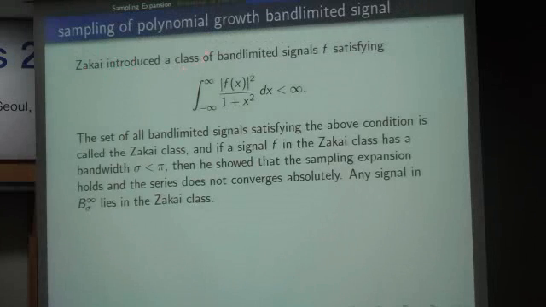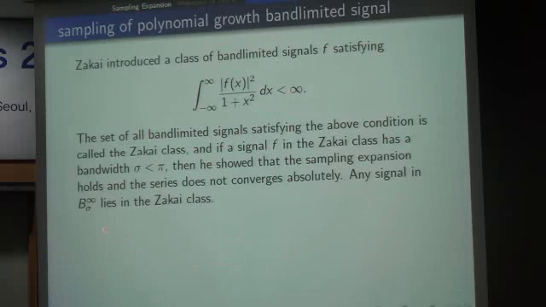So Jakai introduced the class of band-limited signals satisfying this condition, and he made a sampling expansion, where the bandwidth is sigma, which is less than pi. Then Jakai showed that the sampling expansion in the previous expansion holds, but the expansion does not converge absolutely. But we can expand it, and it converges pointwise.